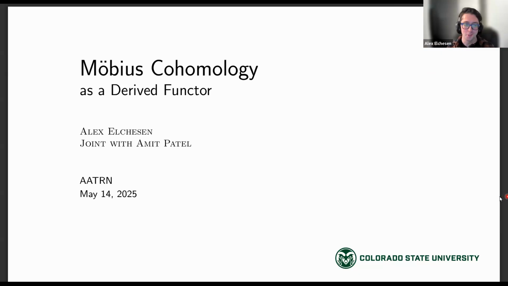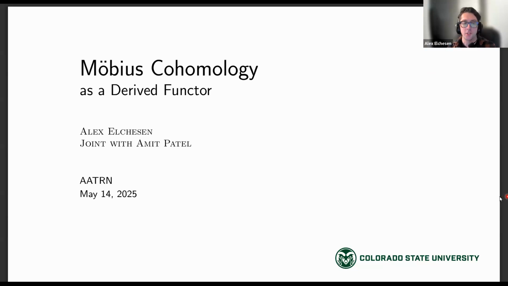Okay, yeah, thank you for the introduction and thank you for the invitation to speak. So I'm going to talk about Möbius cohomology. And as the title says, we're going to introduce it as a derived functor. But the idea is that this is a categorification of Möbius inversion.